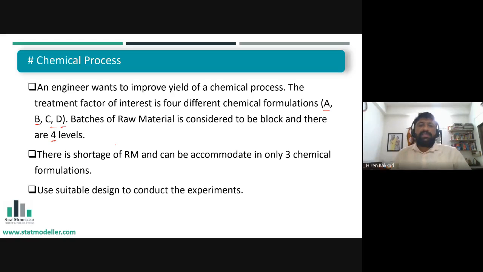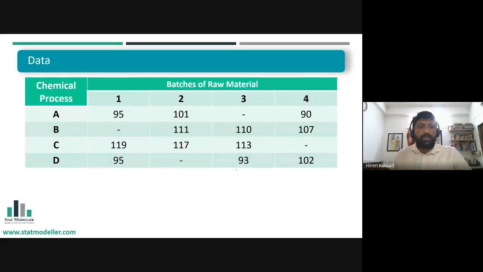Now you can say you have four blocks, but there is a shortage of raw material. This is the practical constraint: we do not have that much raw material that we can conduct all four experiments in each block. So only three chemical formulations can be accommodated with that raw material, and we have to use a suitable design to conduct the experiment. In the data, the chemical formulations are A, B, C, D, and the batches of raw material are 1, 2, 3, and 4. But in each block, we can't apply all four treatments, so they are randomly assigned.